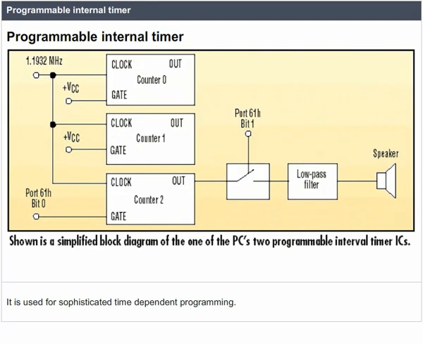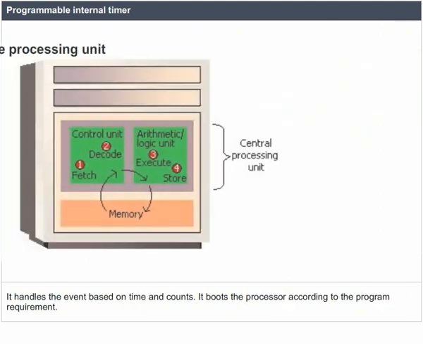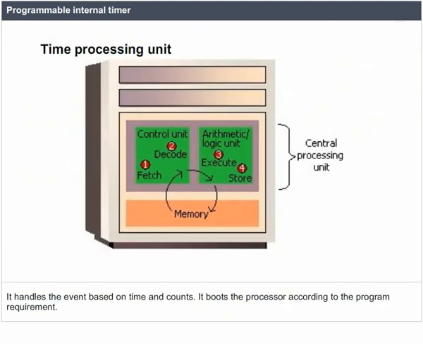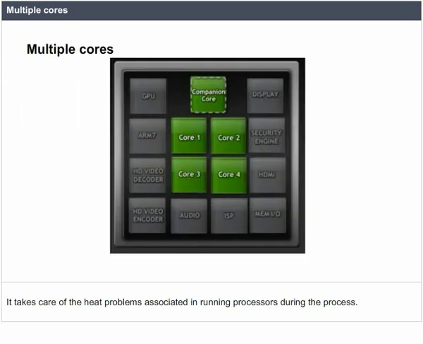Programmable internal timer. It is used for sophisticated time-dependent programming. It can count up and count down flag events via the status indicator, which can be tested by the CPU. Time processing unit. It handles the event based on time and counts. It boosts the processor according to the program requirement. Multiple cores. It takes care of the heat problems associated with running processes.